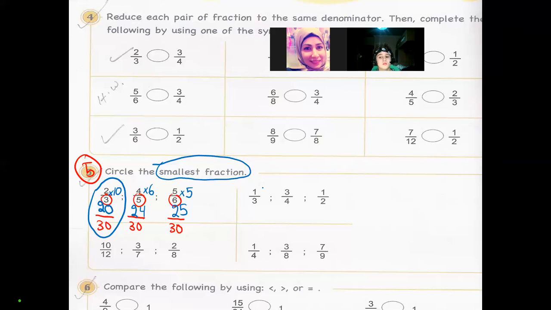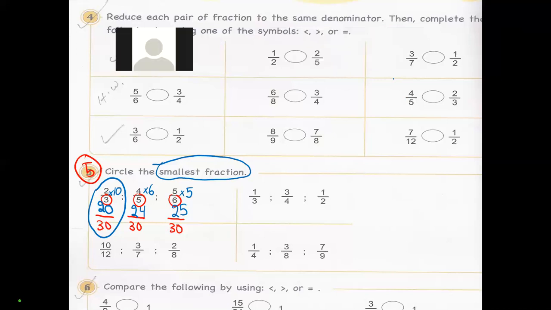The second one, 1 over 3, 3 over 4, and 1 out of 2. How do we have to choose? Multiply the denominators, 3, 4, 2. It's not a diameter, it's a denominator. We said, Jawad, we can find a common denominator or a common numerator.